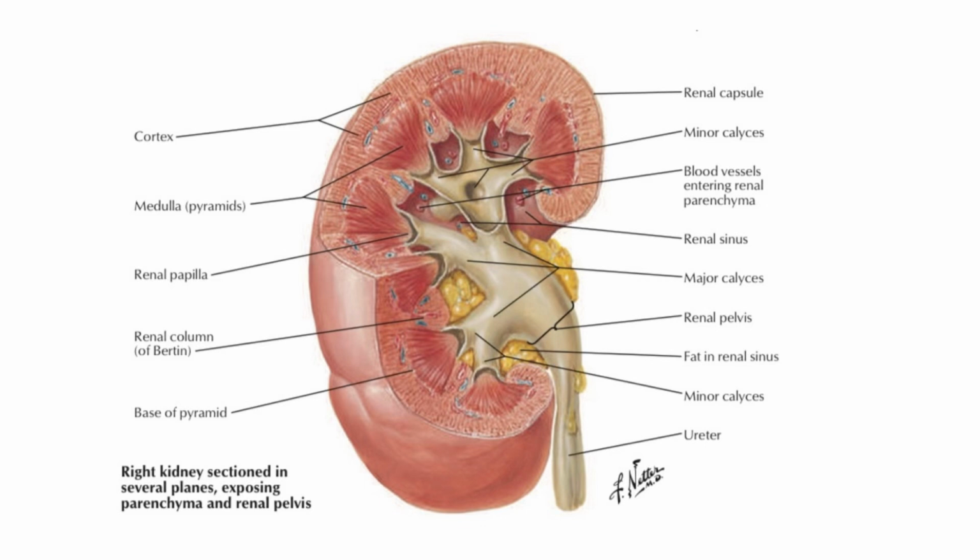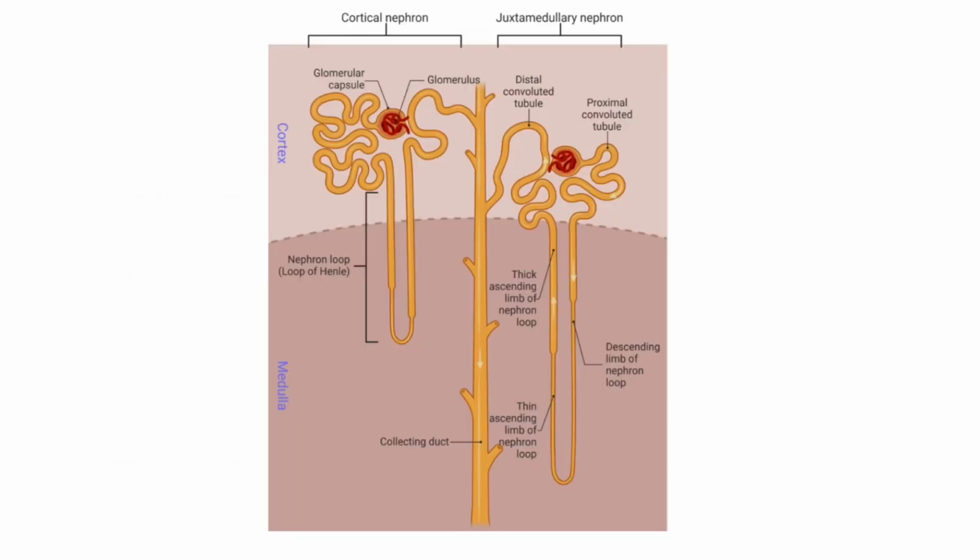Internal structure of the kidney. In cross-section, we can see that the cortex, or the outer region, contains renal corpuscles, which include glomeruli and Bowman's capsules, and convoluted tubules. The medulla, or inner region, is composed of medullary pyramids, which contain loops of Henle and collecting ducts.